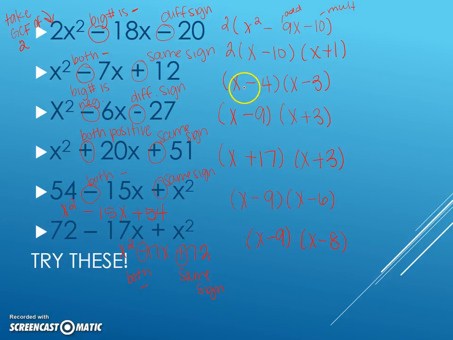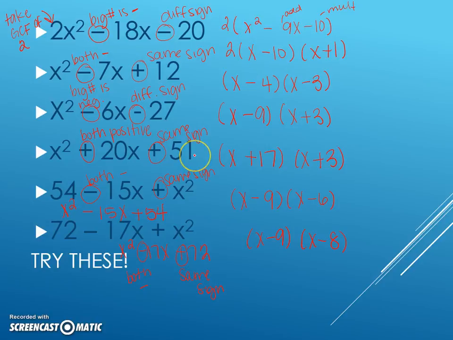In this next one, you factor, they have the same sign. What multiplies to be 12? Both of their signs are going to be negative because of this front sign. They need to add to be negative 7. So you've got x minus 4 times x minus 3. On this next one, same thing. Different signs because it's a negative 27. 9 and 3 are what's going to give us negative 27 and negative 6. Our big number is negative, so x minus 9, x plus 3.